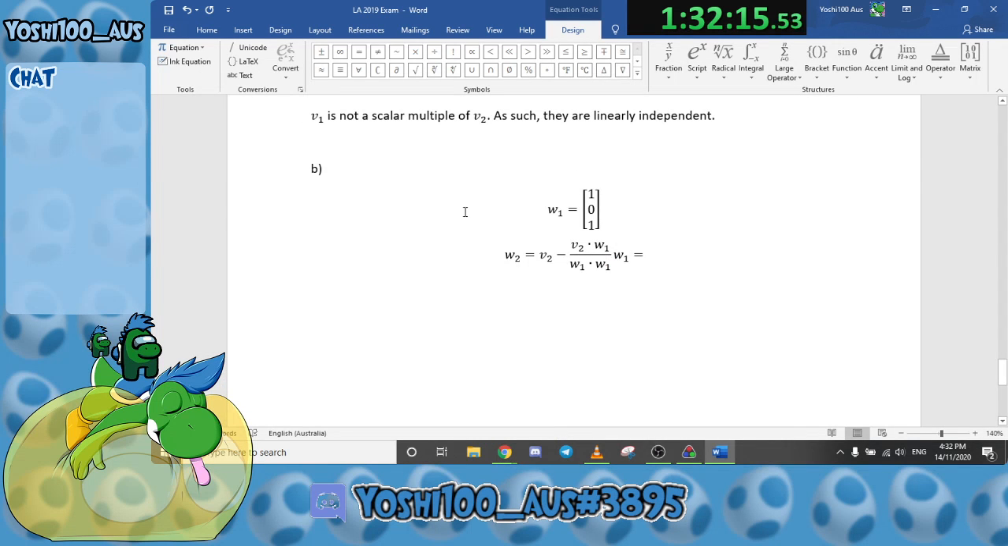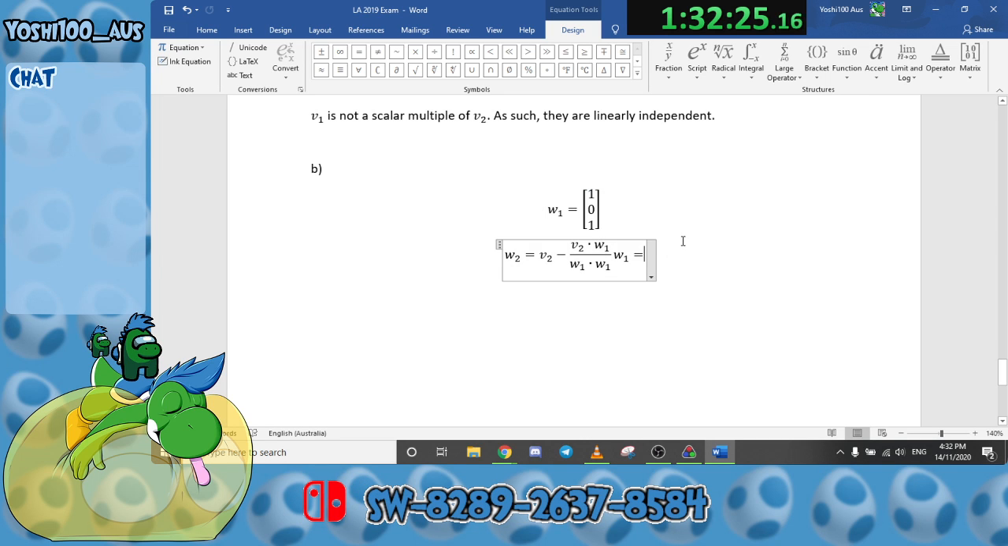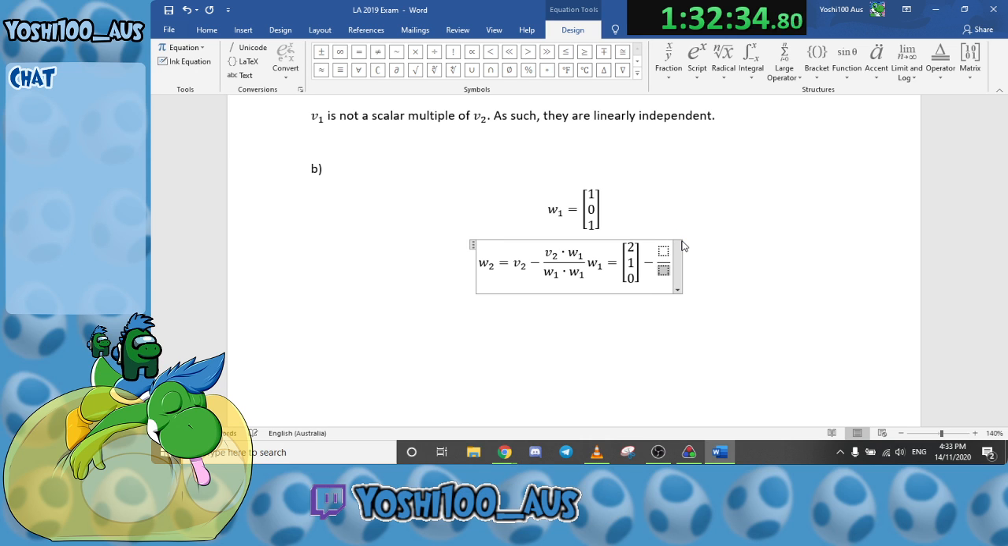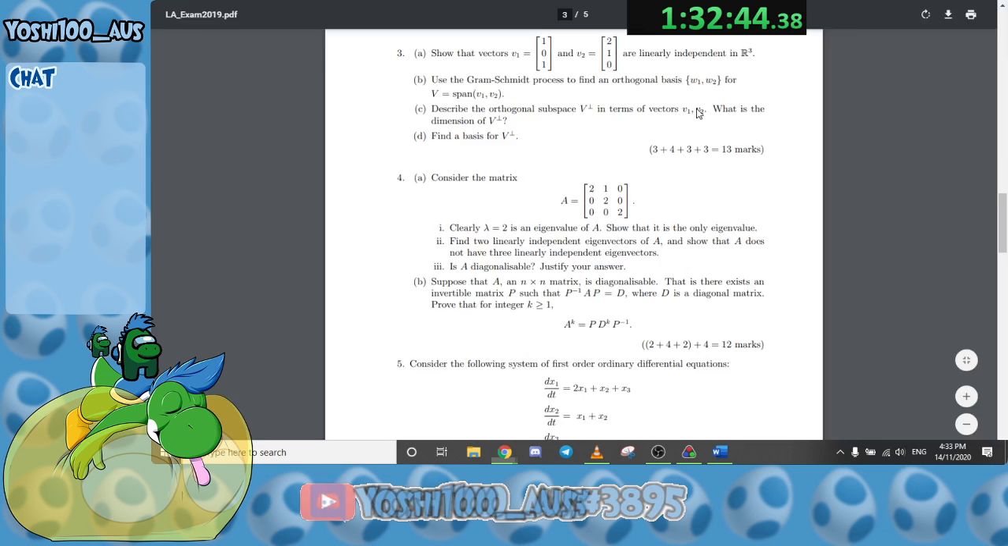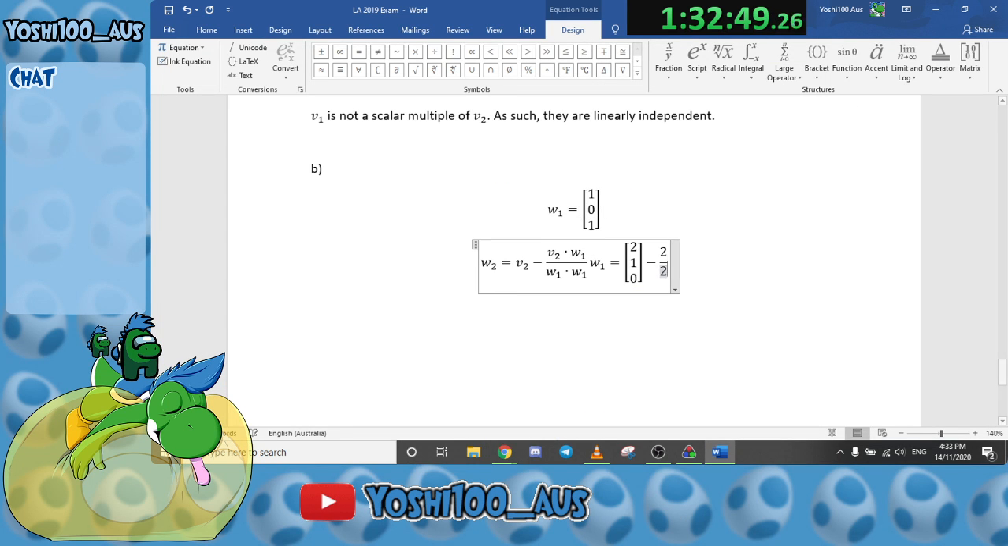So yeah, we're finding W2 for this. V2 is vector 2, 1, 0, right? 2, 1, 0. No, let me highlight. 2, 1, 0. 2, 1, 0. So V2 dot W1. Oh, so this is the dot of these two anyway. Considering using the same vector, it's 2, 0, 0, so this is 2. And then W1 and W1, so that's just this with itself, which is 2.